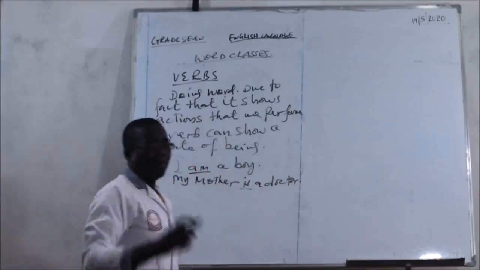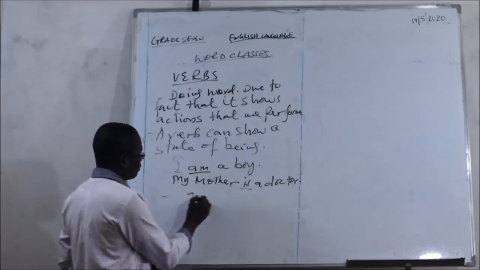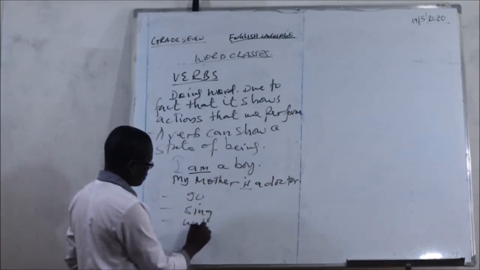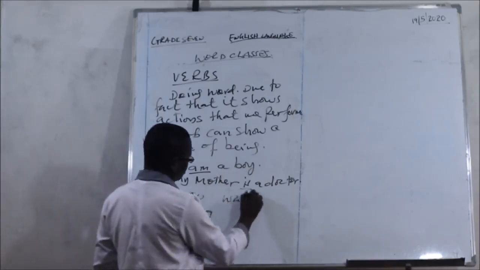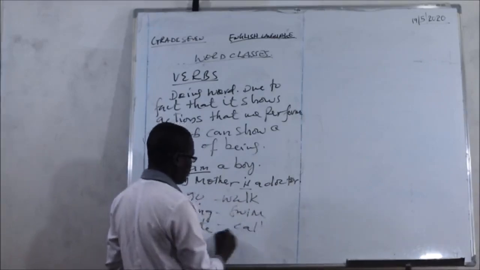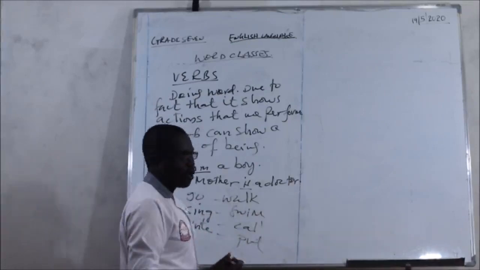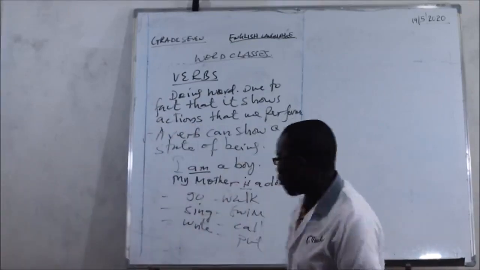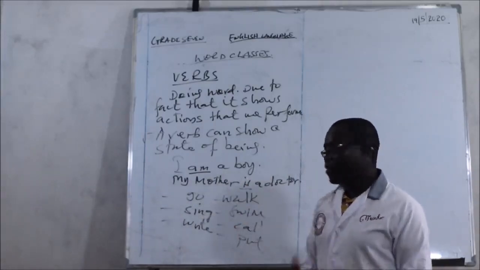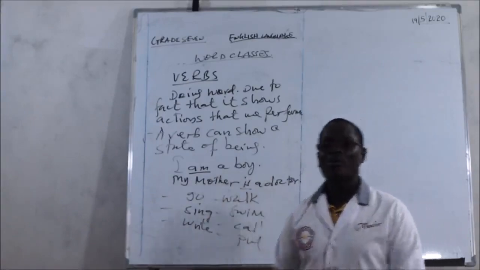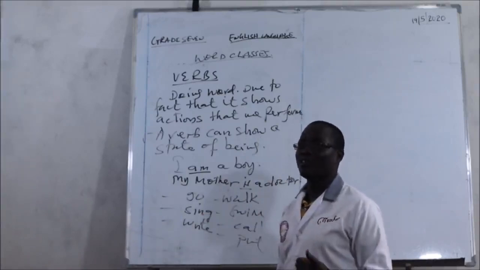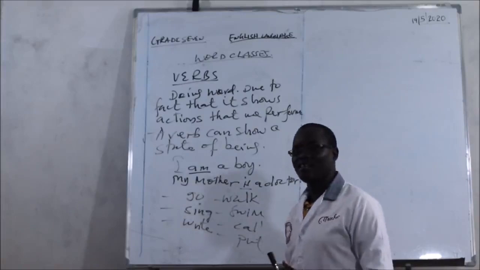Giving now examples of verbs, we said go, sing, write, walk, swim, call, put. All these are examples of verbs. They are words that show the actions that we do. We don't want to present them in ing form because the appearance of the ing form can sometimes be understood as a noun. Remember, some nouns appear in ing form.